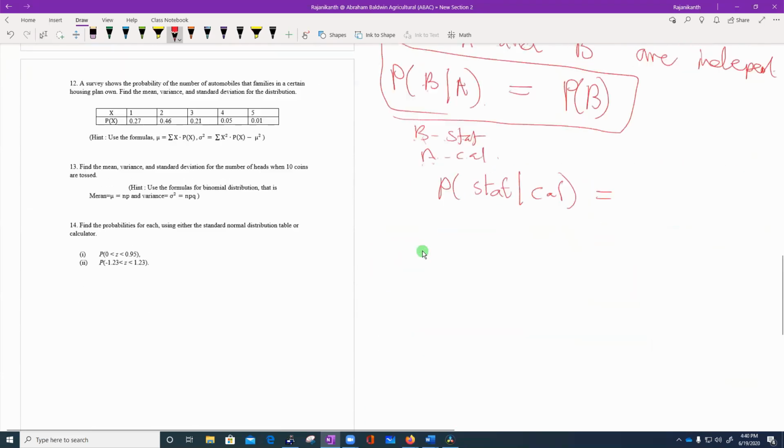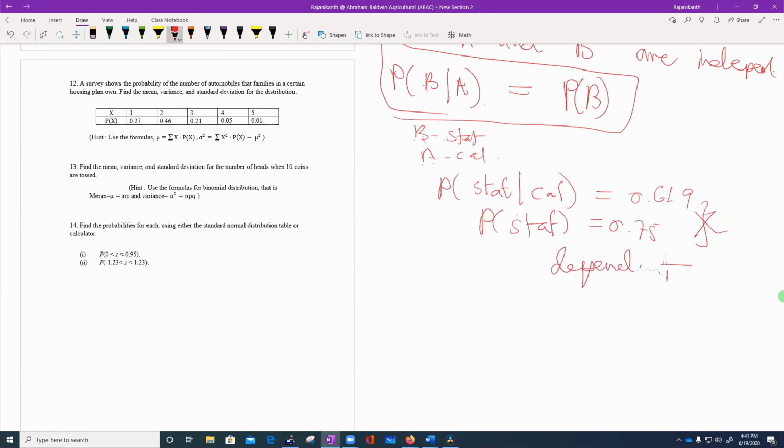How much did you get? 0.619. That was the answer for B given A, stats given calculus. Now, what is the probability of statistics we got? That is 0.75. Are you getting the same answer? No. That means it is not independent, it is dependent. This is another way. It is dependent, meaning either one is dependent on the other. That's why I'm getting two different answers.